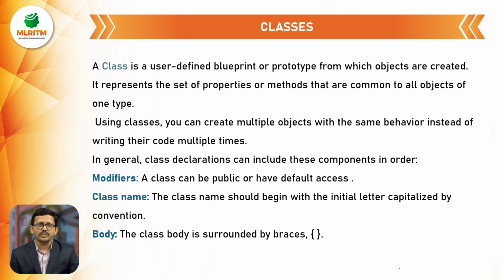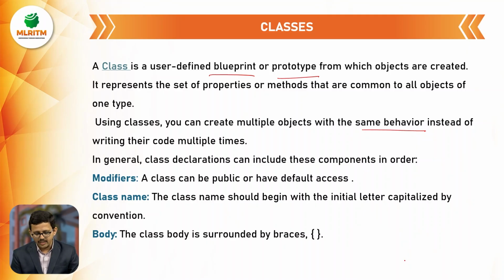Next, the class. This is one of the main pillars of object-oriented programming. It is a user-defined blueprint or prototype from which objects are created. It represents the set of properties or methods that are common to all objects of one type. So all similar kinds of objects are grouped into something called a class. Using classes, you can create multiple objects with the same behavior instead of writing their code multiple times. As we have said earlier, the main advantage of object-oriented programming over the procedure-oriented paradigm is that we need not write the code multiple times. We can always reuse the code. Using classes, you can create multiple objects.